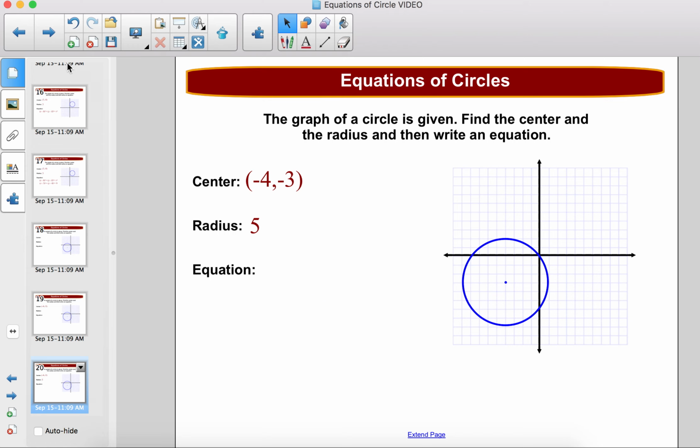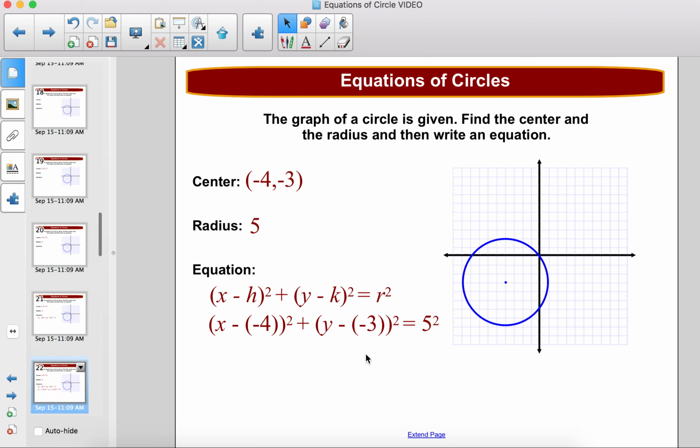And the equation, general equation right there. Okay, it's going to be pluses in the middle now because it's going to be minus negative 4, minus negative 3, 5 squared, which will be 25. Oh, just kidding. I showed my work this time. I don't always remember what I do.